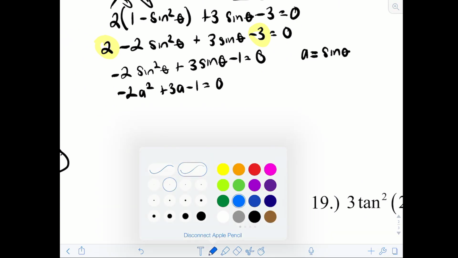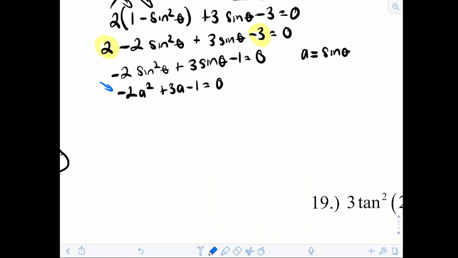So next thing, I notice that there's a negative in front. I don't like having a negative in front of a quadratic, so I always want to try and make that positive. So I can do that by just dividing everything by negative 1. So we get 2a squared minus 3a and then plus 1 is equal to 0. Now I'm going to solve this by doing factor by grouping.